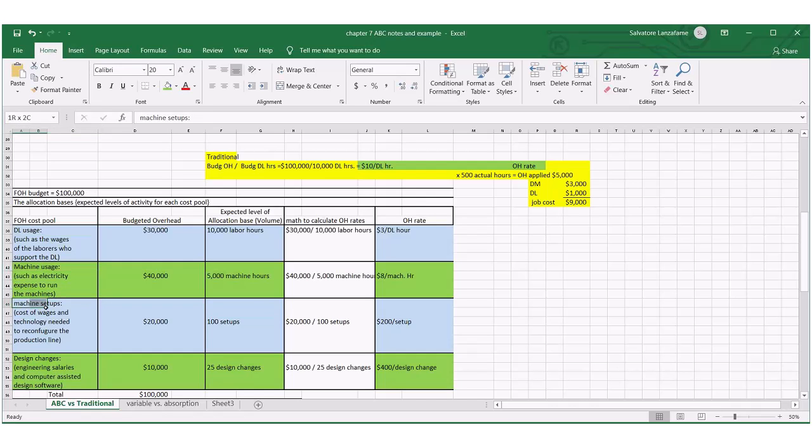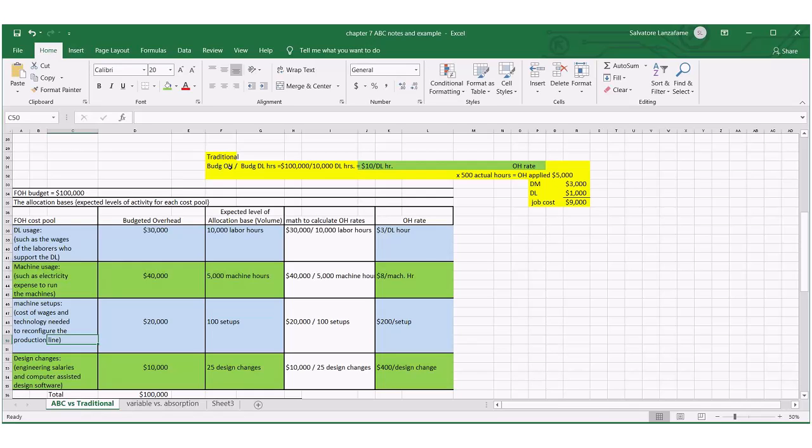What if we have some machine setups? The cost of wages and technology needed to reconfigure, help if I can spell, to reconfigure production line. And what about if there's design changes, engineering salaries, and computer-assisted design software? Right? So these are examples of what direct labor usage could be, machine usage, machine setups, and design changes.